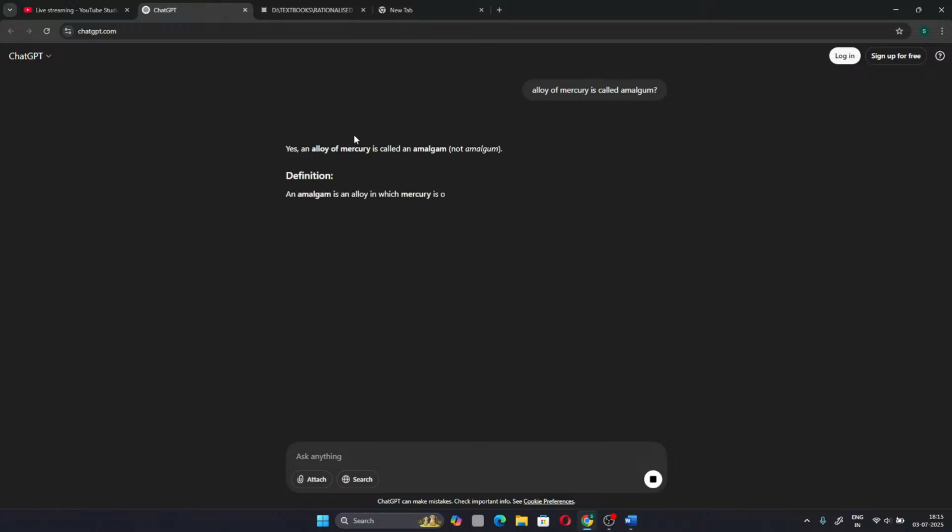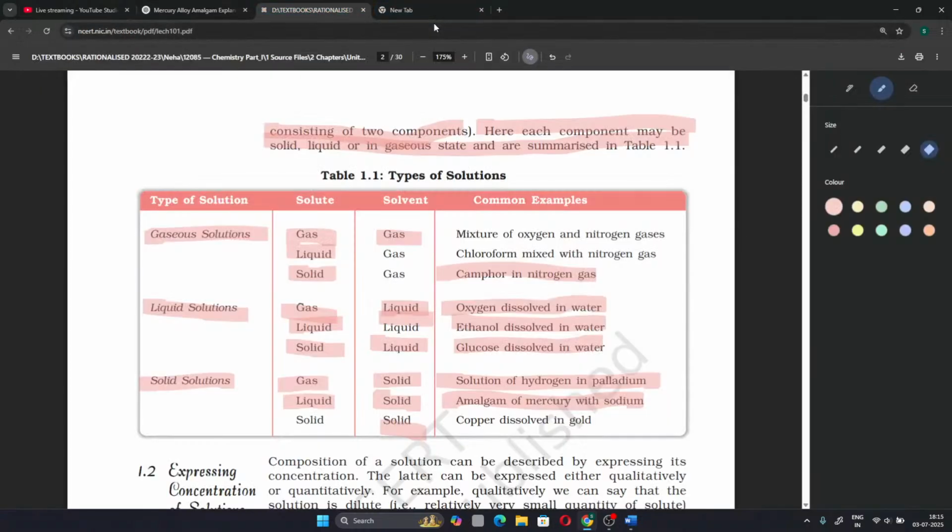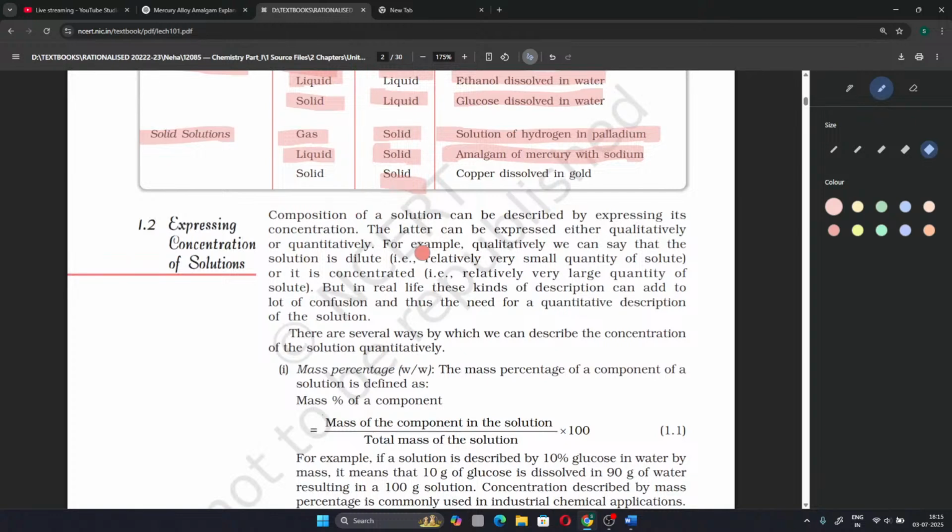Yes, that is correct, where mercury is one of the components. Okay. And a solid in solid solution is copper dissolved in gold. Basically this is also a kind of alloy, where we take mercury in case of liquid in solid solution, because mercury is liquid at room temperature.